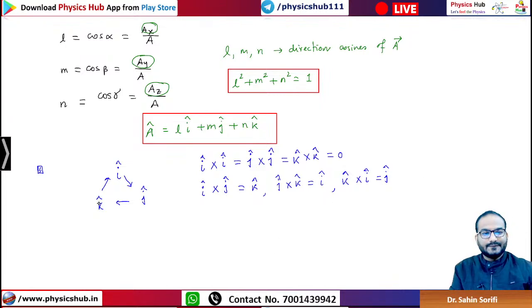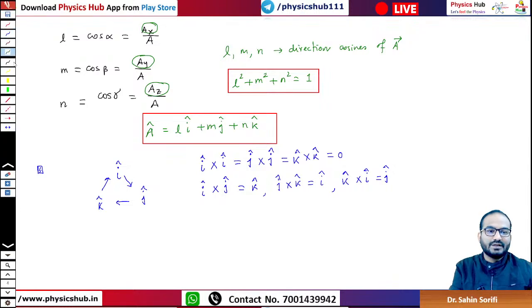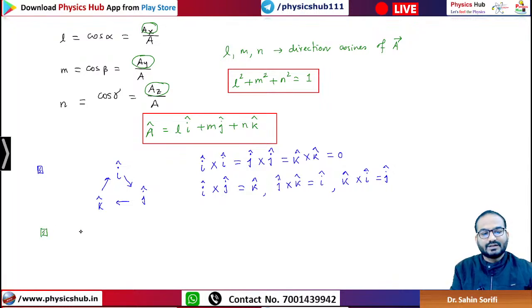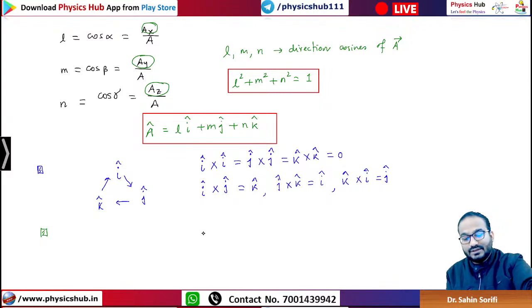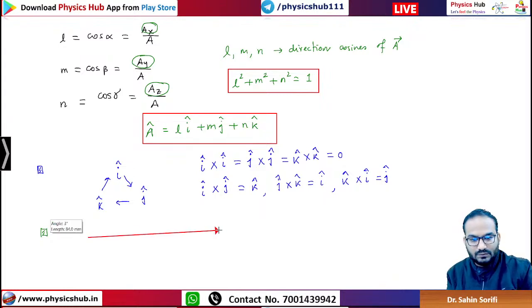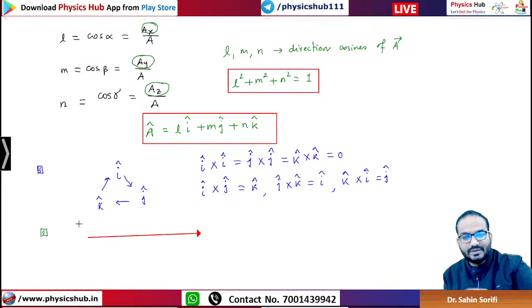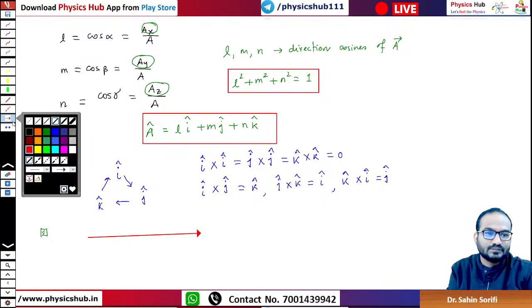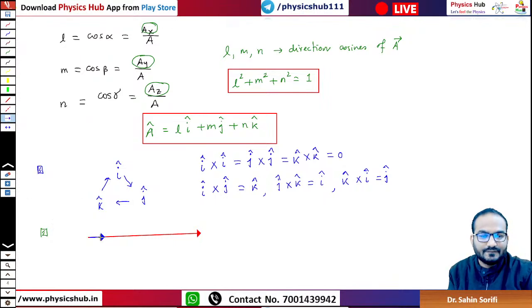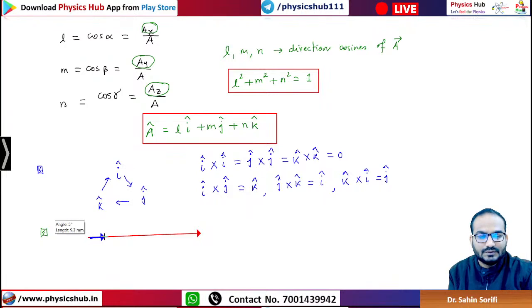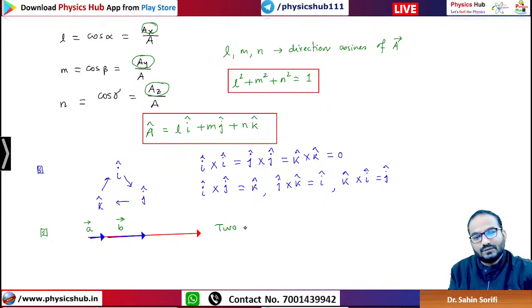And one thing we have already discussed, but let me tell you, if you have two vectors, they will be called collinear. Collinear means these two vectors are lying on the same line. Let's say I am taking this one vector and this another vector, and they are lying on the same line. So let's say this is vector A, this is vector B.